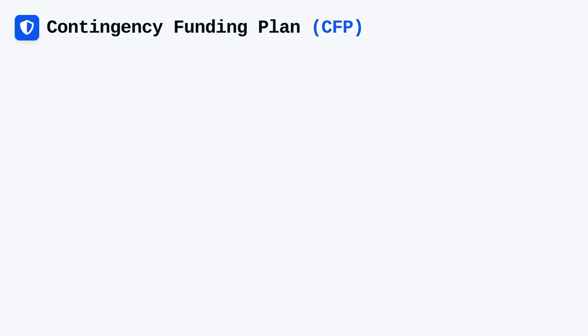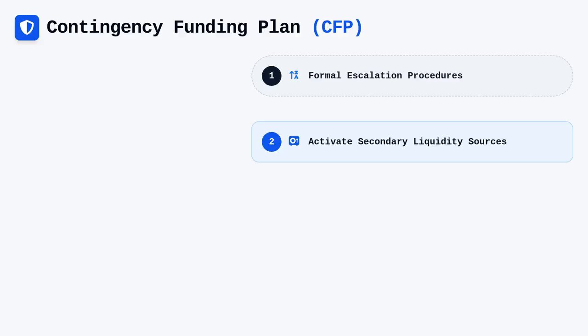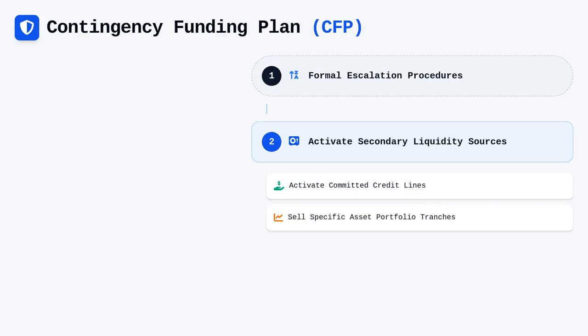Finally, managing these risks requires a formal contingency funding plan to guide the institution during periods of acute stress. A contingency funding plan outlines the clear escalation procedures and identifies secondary sources of liquidity when primary funding channels are restricted. This might involve activating committed credit lines, selling specific tranches of the asset portfolio, or adjusting the bank's business model to prioritize liquidity over margin.